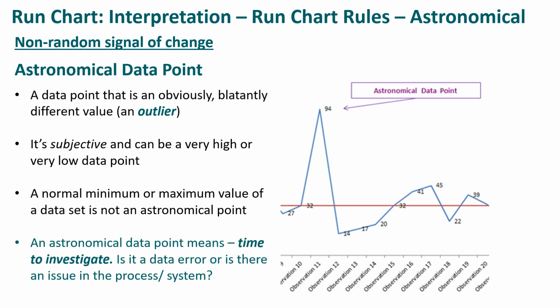An astronomical data point basically means a time to investigate. You need to understand why the data point is way off, and it could be a data keying error, or there could be some issue in the system that needs to be reviewed.